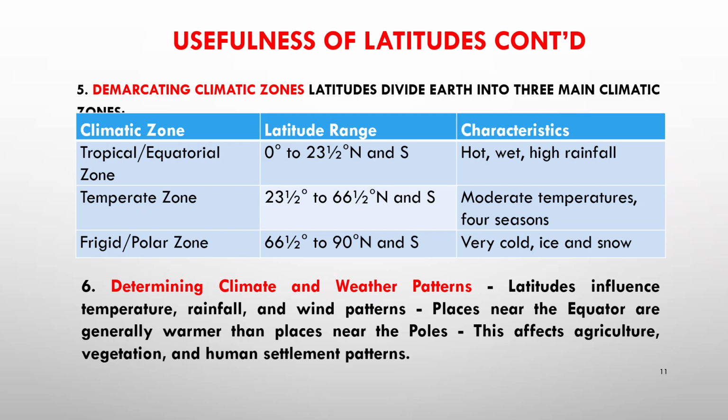So, understanding these climatic zones has real world implications. It helps to understand why certain crops grow in certain regions, why some areas are more densely populated than others, and how climate change might affect different parts of the world. It also helps us appreciate the diversity of the Earth's ecosystem and the adaptation of organisms to different climatic conditions.